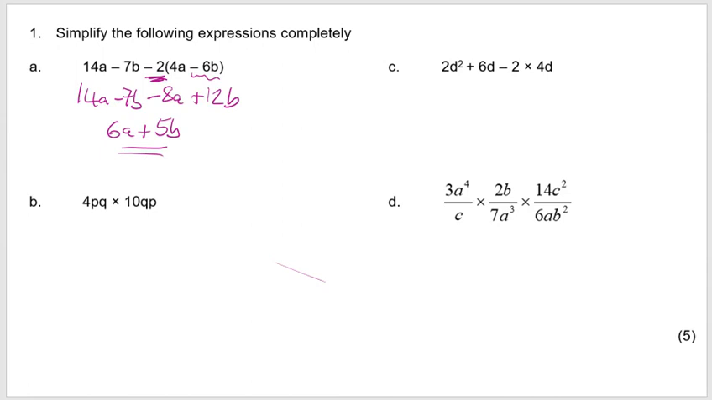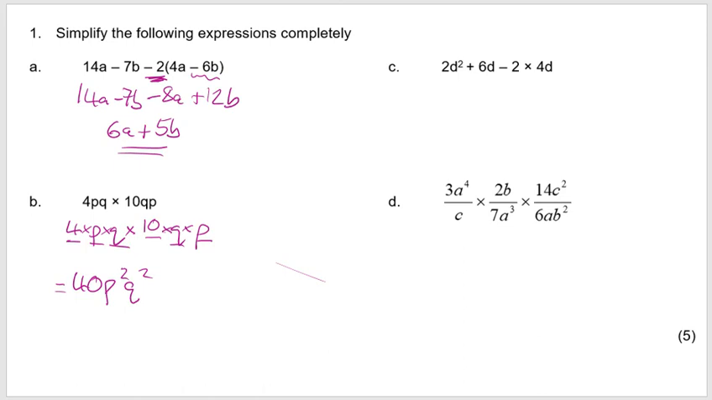For B, 4pq times 10qp. Really what's going on here, 4pq is equivalent to 4 lots of p lots of q, and then we're timesing that by 10 lots of q lots of p. So just one long multiplication. If all we have is multiplication, then the order in which we multiply is completely up to us. So we pick out the 4 and the 10 to give us a 40. P times the p gives a p squared, and the q times the q to give us a q squared. Final answer, 40p squared q squared.